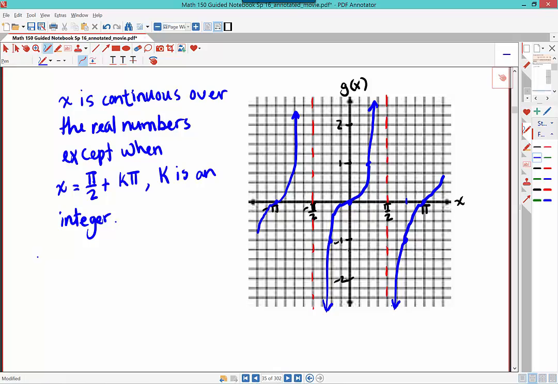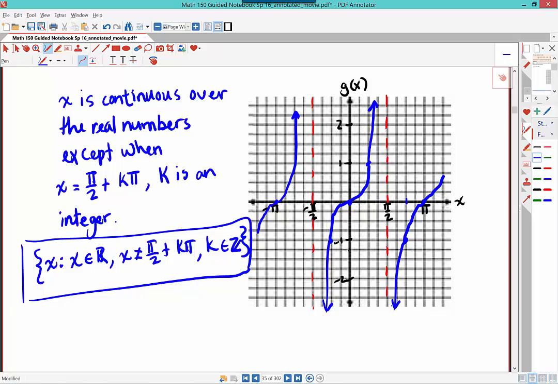So to write that in a set, you build a set. So you describe the value of interest. So this is x, such that, and we describe x. X belongs to the real numbers, and x cannot equal pi over 2 plus k pi, where k belongs to the integers. All right?